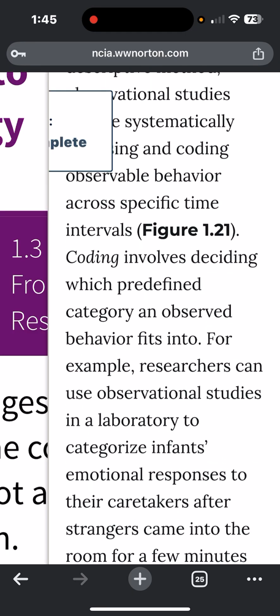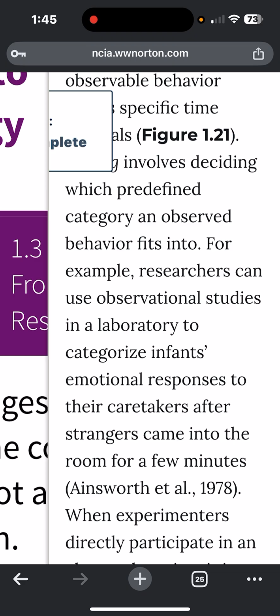Coding involves deciding which predefined category an observed behavior fits into.